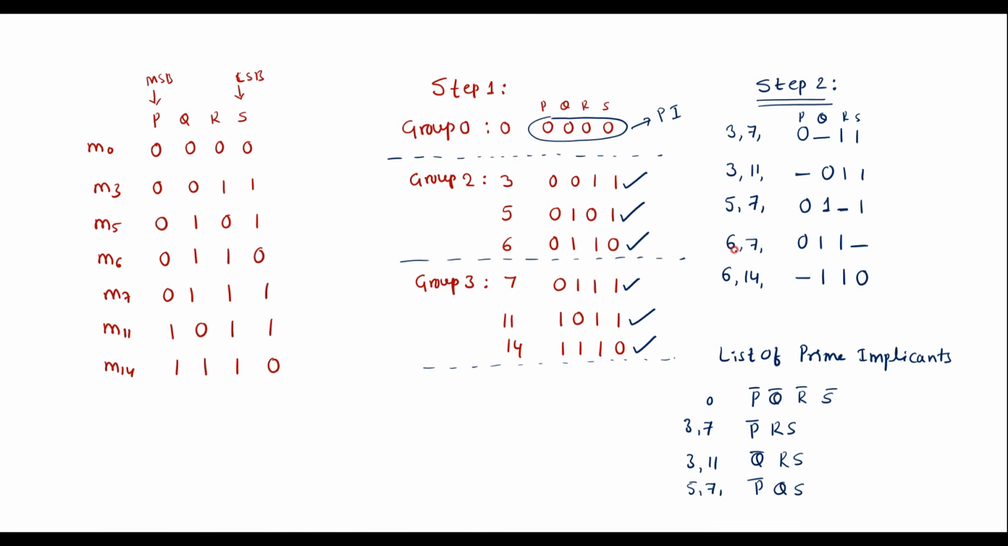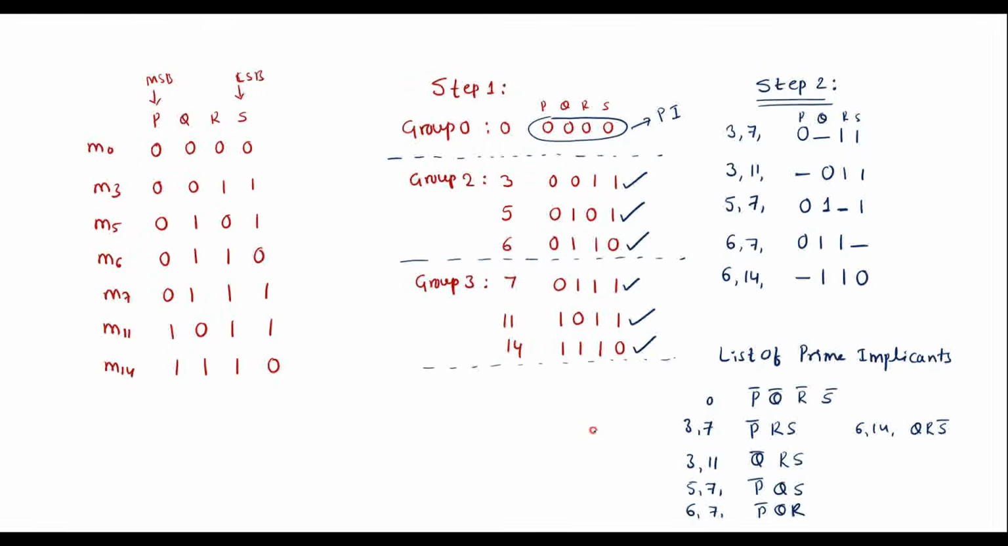So next we have 6 and 7, that is 6 7. Its value is P bar, Q, R. Then 6 14. Its value is Q, R, S bar. So these are the 6 prime implicants. Now we'll try to find the essential prime implicants.